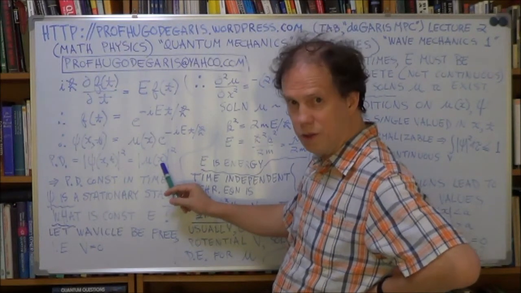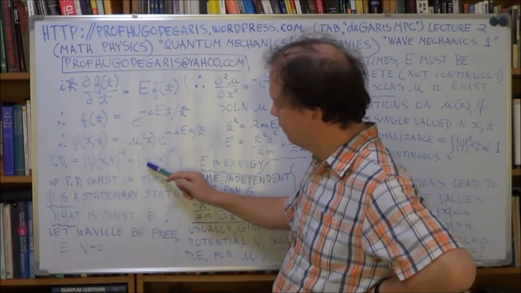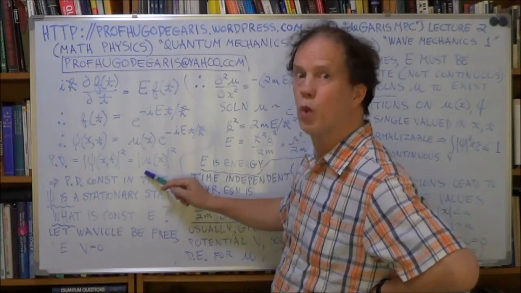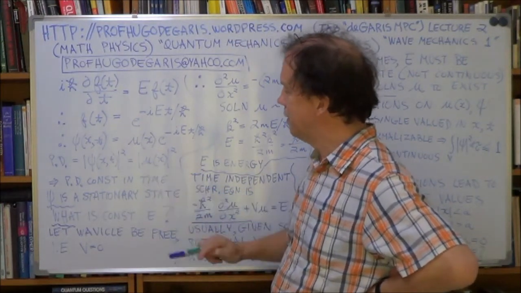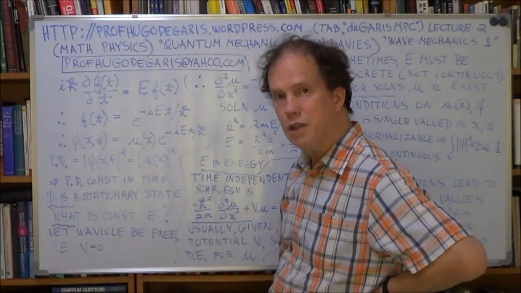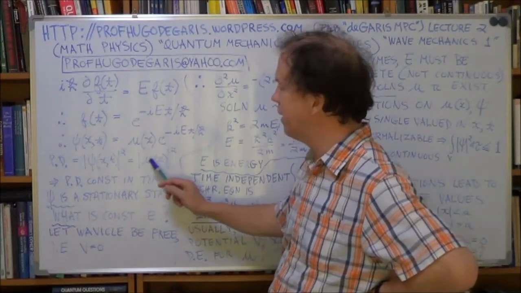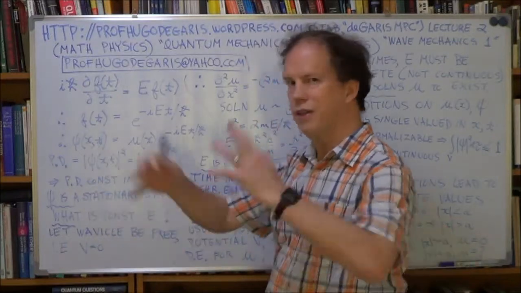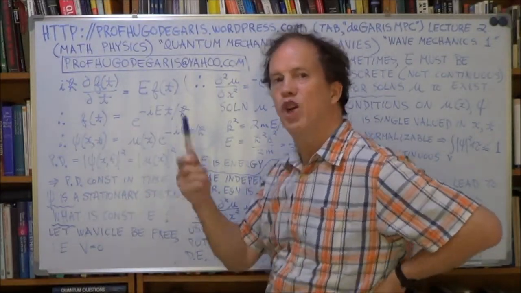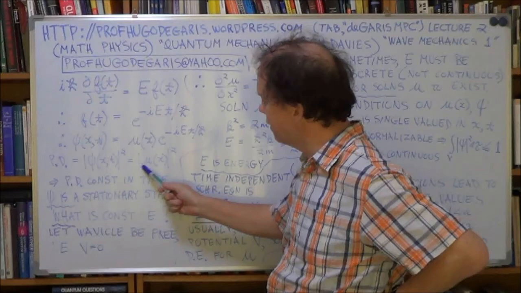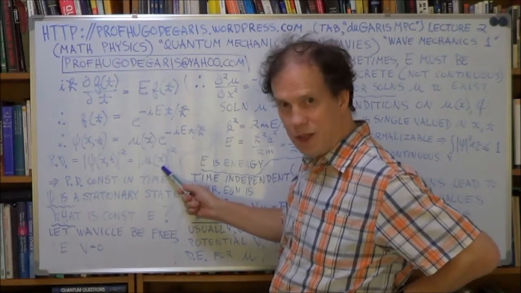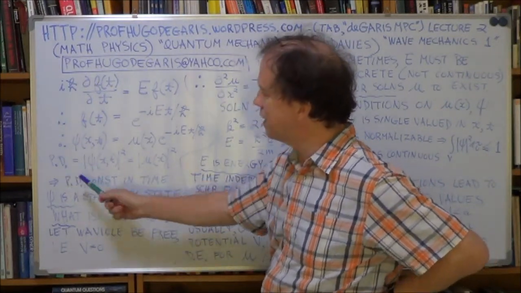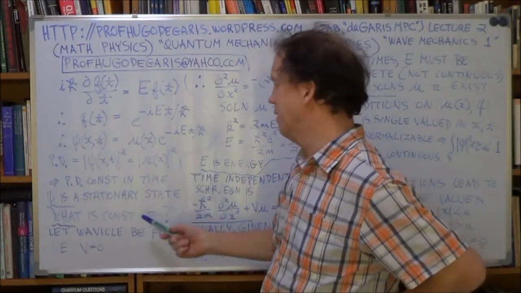Now that, the absolute value squared of u, is not time dependent, right? It's time independent. So in other words, the probability density, whatever it is, will remain constant in time because of this. This does not depend on time. Okay, so the probability density is time independent, right?